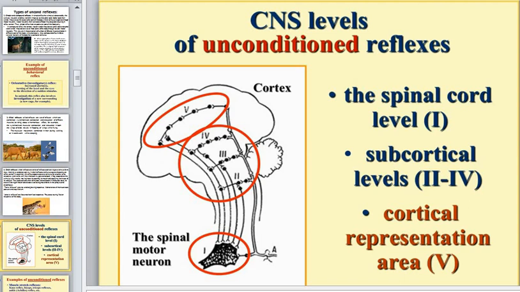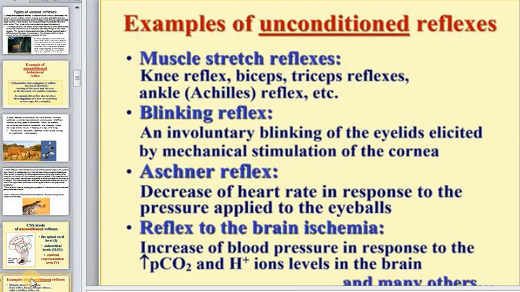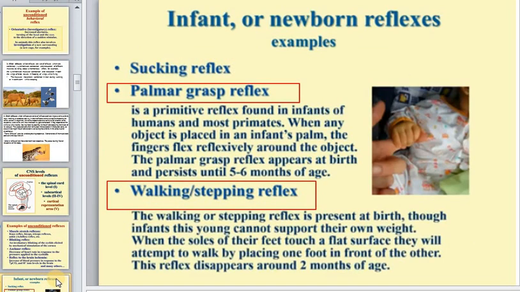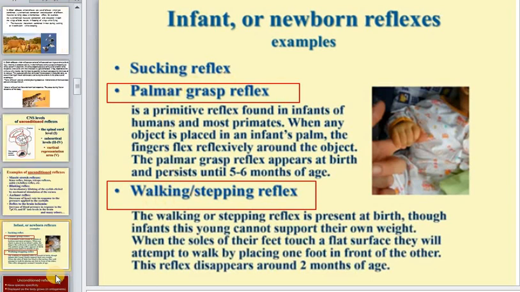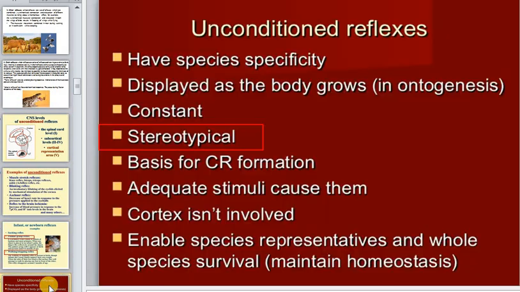Here we see the central nervous system levels for the unconditioned reflex, and as was said, the primary level is the spinal cord and spinal motor neurons, and of course the highest centers are in the cortex, but mainly it is the spinal cord level. Some more examples of unconditioned reflexes are the muscle stretch reflex, the blinking reflex, and the reflex of brain ischemia, if we speak about pathology. Infant or newborn reflexes, for example the palmar reflex and walking stepping reflexes, are present not only in humans but in all animals.